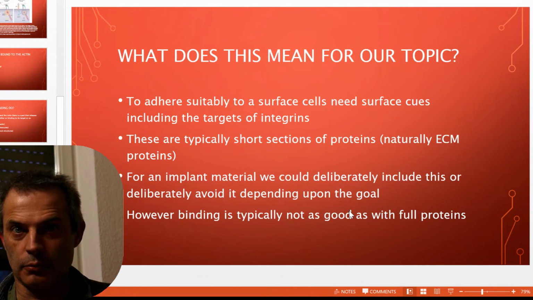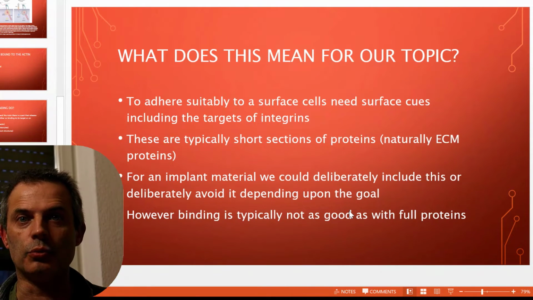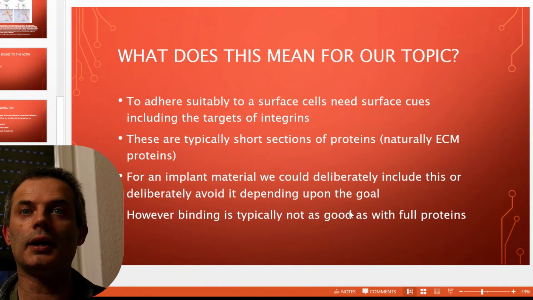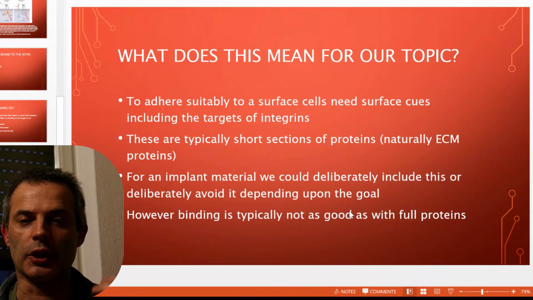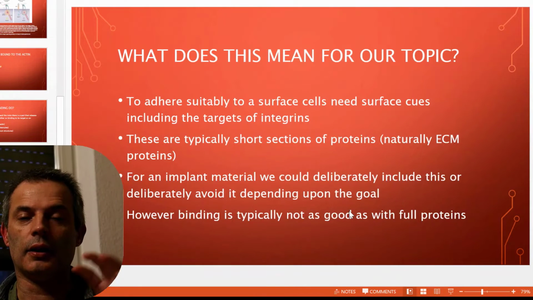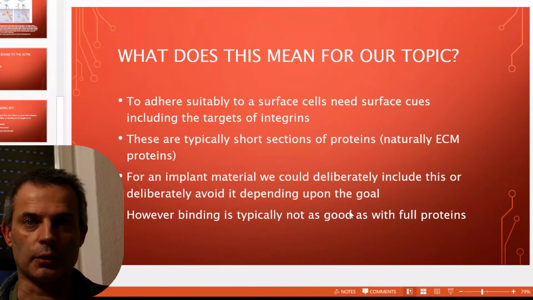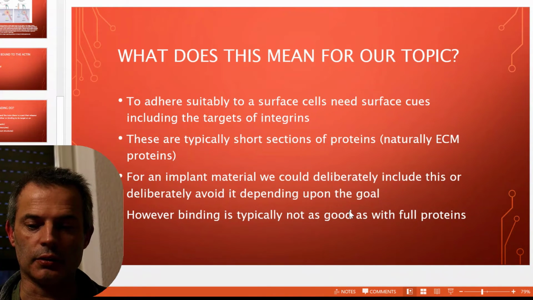For our topic, implant materials, and what happens if we do something, how is the body going to respond if we put in a foreign material, we can think of it as a possibility. Because if we're going to have cells adhering on our surface, they need to know what to do. They need to have the correct surface cues, and that includes the targets of integrins, includes this RGD peptide. So we can typically make some short sections of proteins, or make a protein that contains the right sections and use it as an implant material.